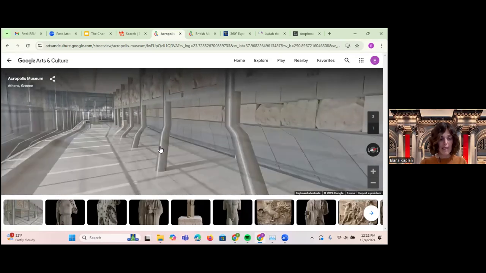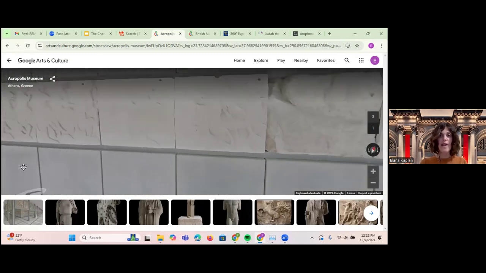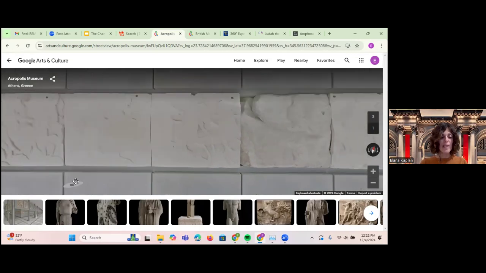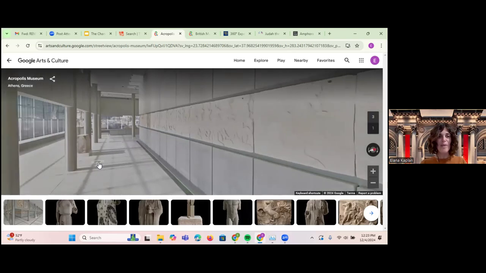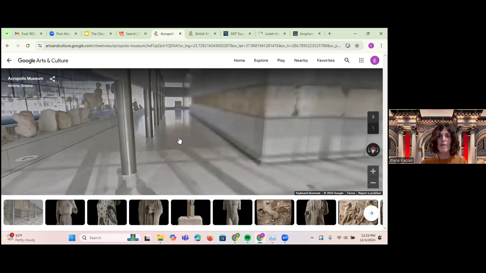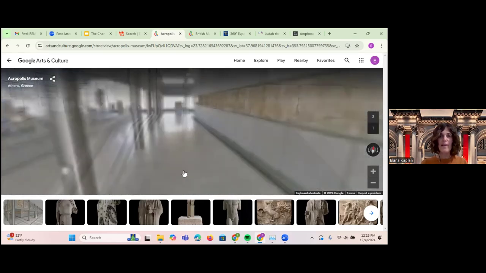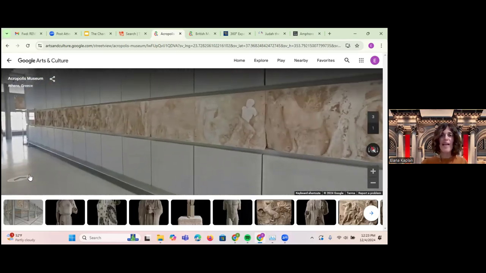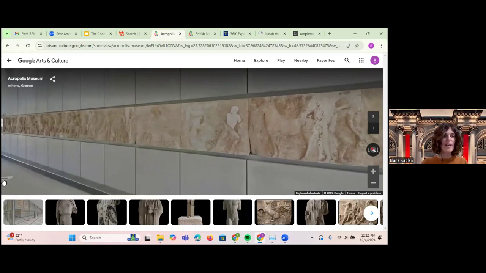Okay. And this is the Parthenon frieze at the Acropolis Museum. So the Parthenon frieze has a number of different names. I'm just going to get a little farther away because I think I'm a little too close to it. It has a number of names to it.